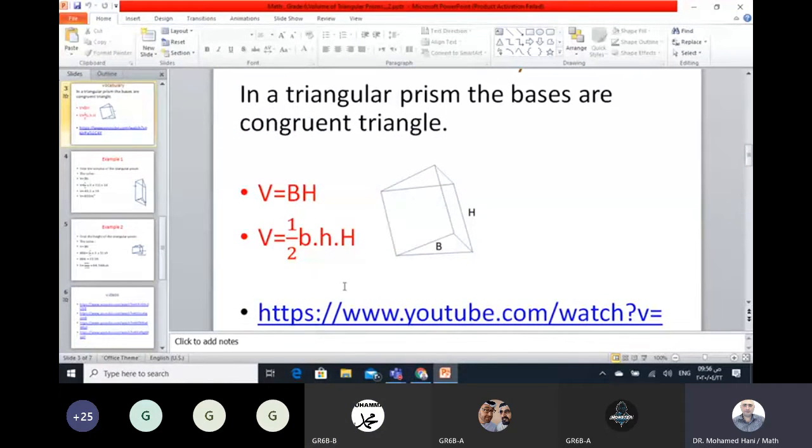We have 2H. You can write the two heights as the same symbol, no problem. But here I separate between them to be clear for all.